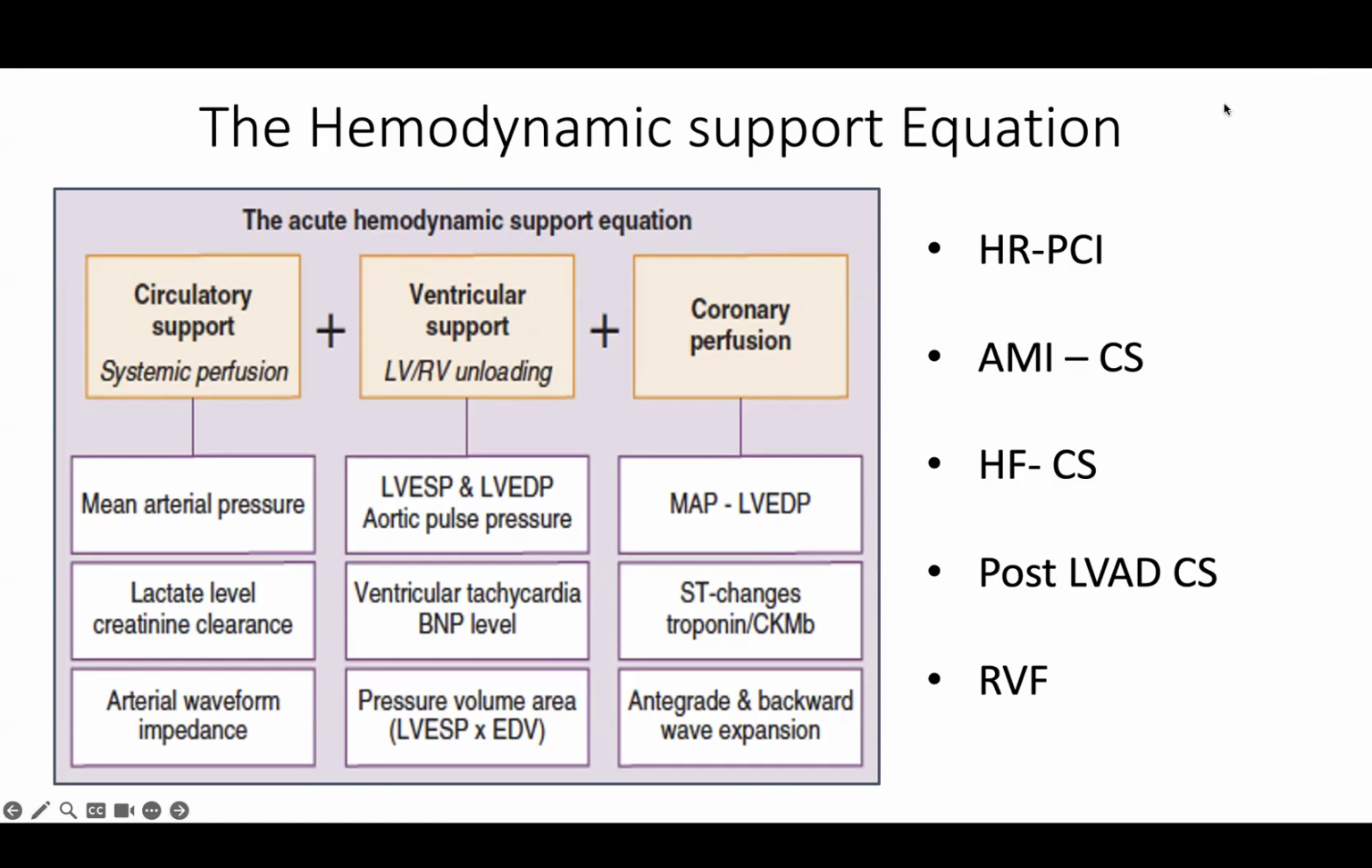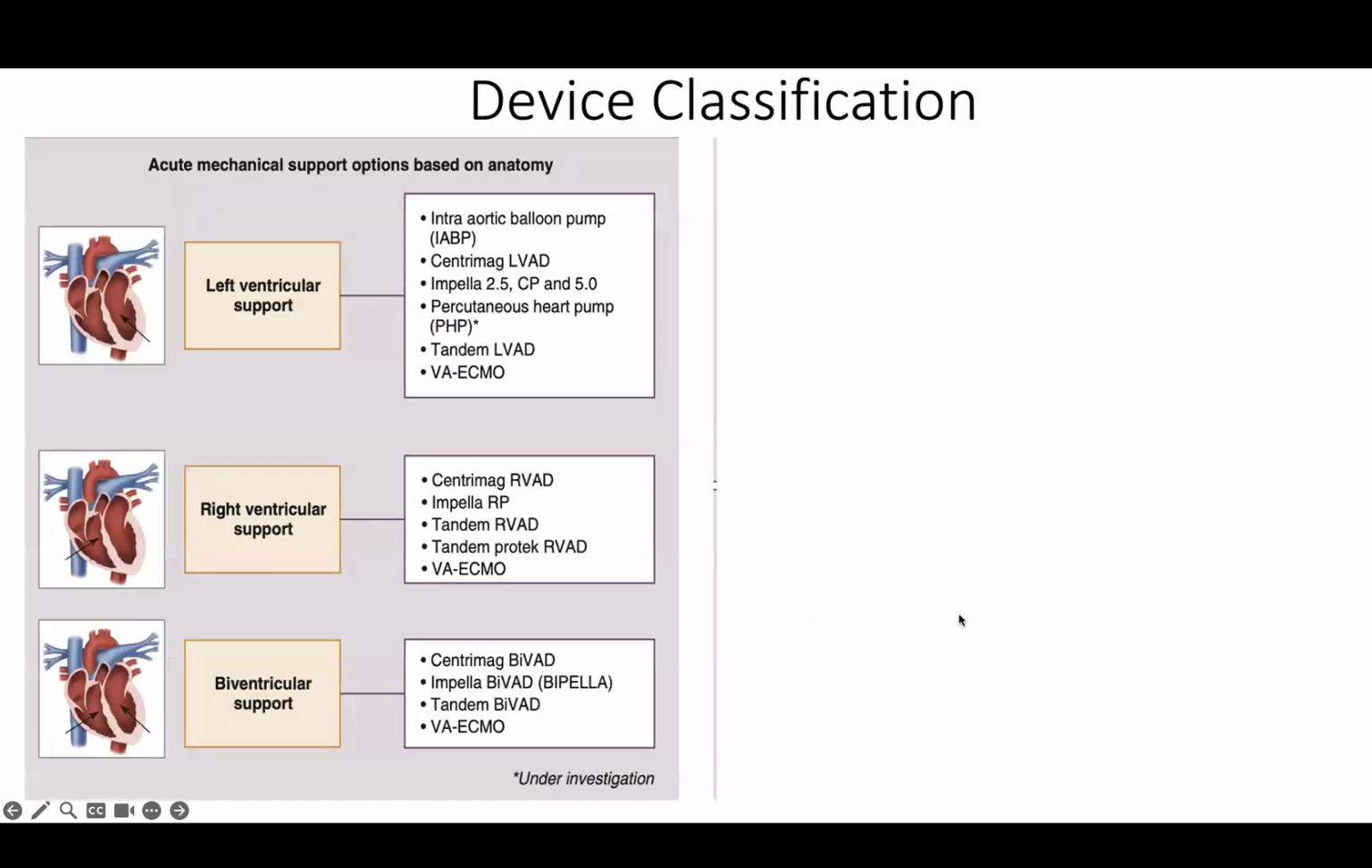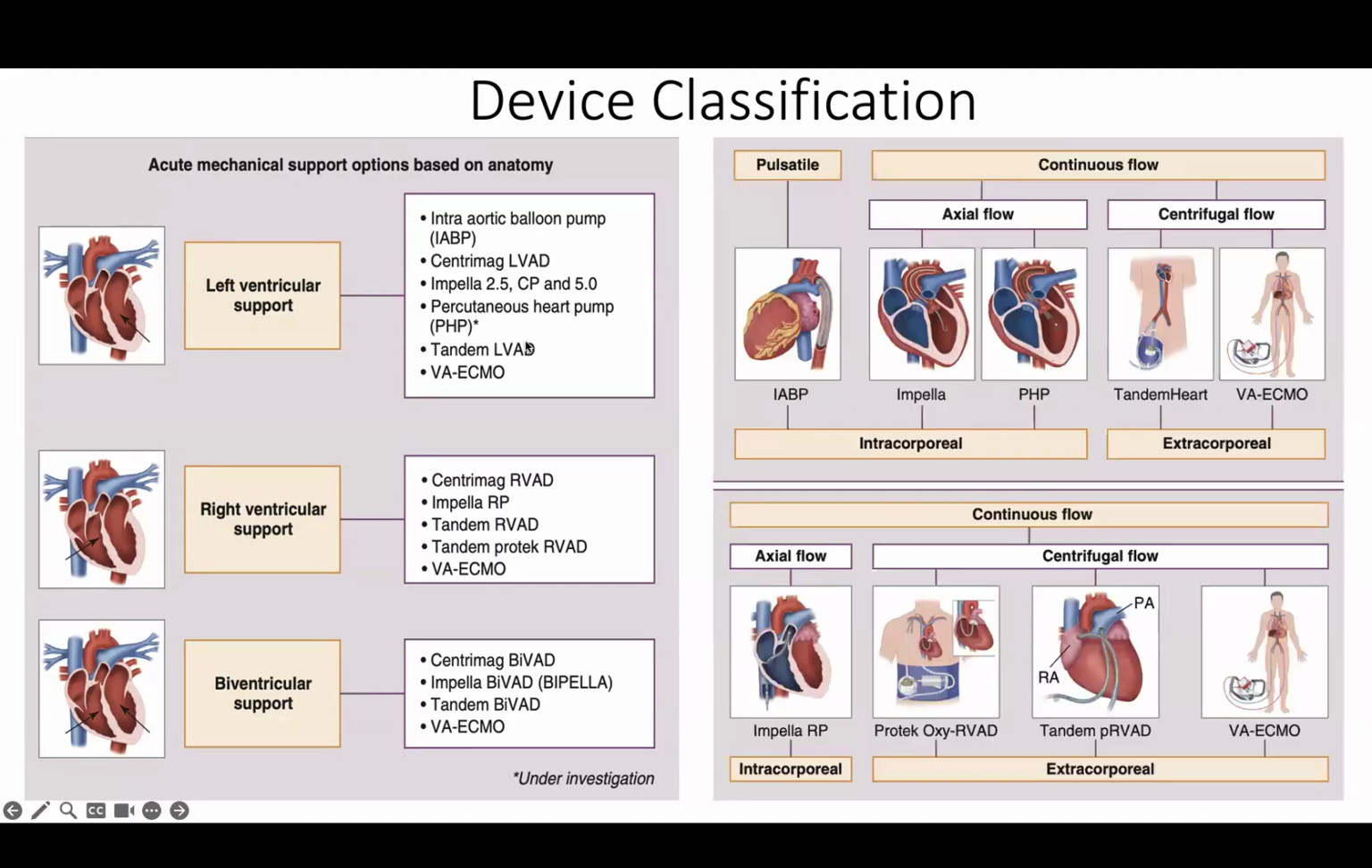Here are some of the indications for these devices: high-risk PCI, AMI shock, heart failure shock, post-LVAD RV dysfunction, or straightforward RV dysfunction. You can divide these devices based on anatomic support. So are you dealing with the left side of the heart? Are you dealing with the right side of the heart? Or are you dealing with both sides of the heart? And here are your devices. Or you can use how they work. Is it centrifugal flow or pulsatile flow or axial flow pumps?